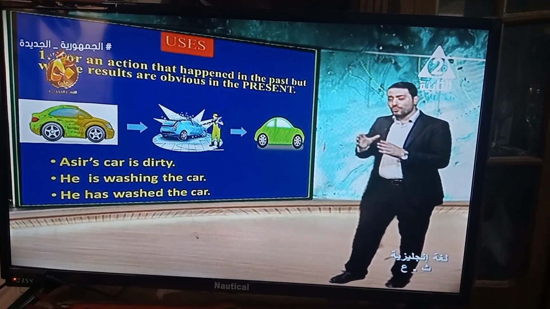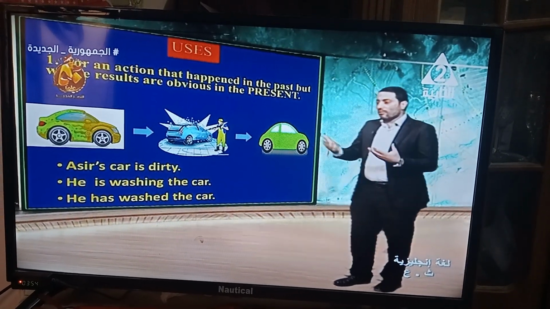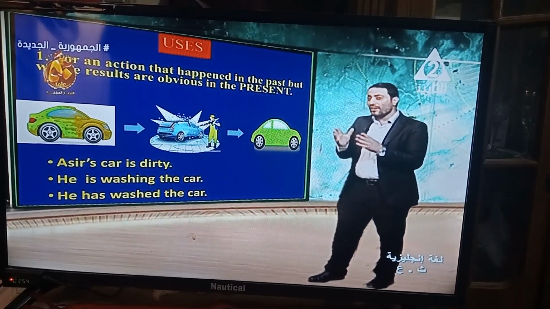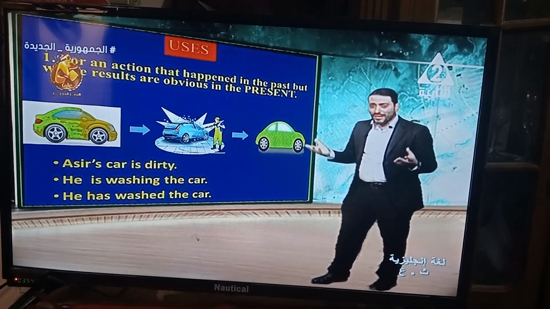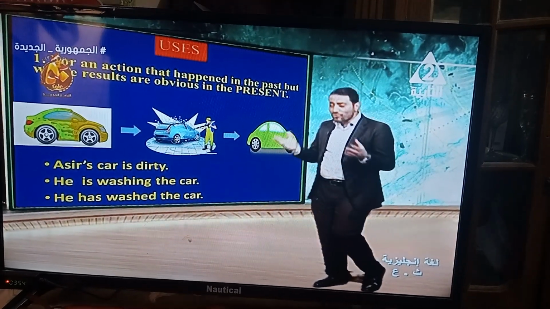So someone has washed the car. It means we don't see the action of washing, but we see the result of washing. So the car is very new. The car looks brilliant or looks beautiful. It means someone has already or has really washed it.